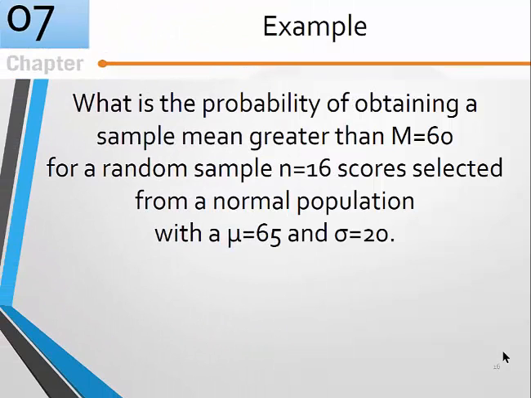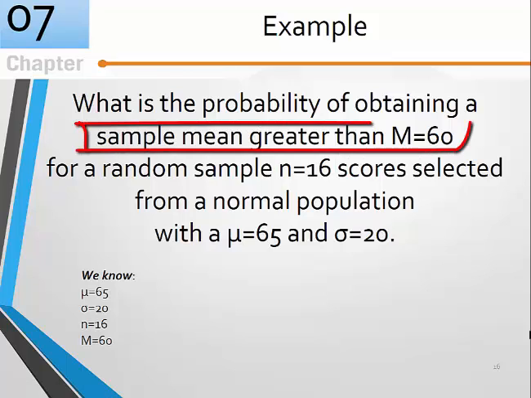Let's look at another example, a problem similar to what we did in the last chapter. What is the probability of obtaining a sample mean greater than 60 for a random sample of 16 scores selected from a normal population with a population mean of 65 and a population standard deviation of 20? Begin by writing down what you know. This is what we know. What is it that we're actually looking for? What is the question? We want to obtain a sample mean greater than 60.